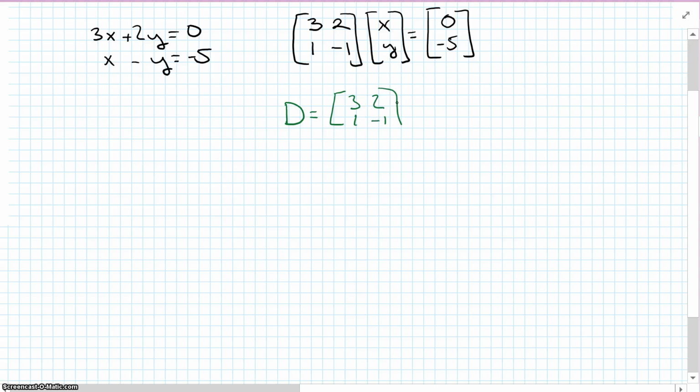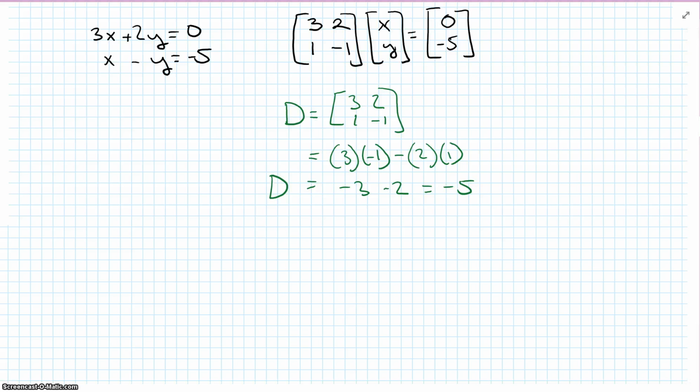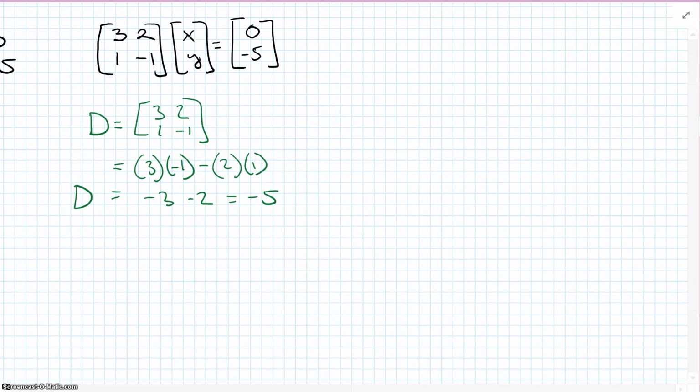So what is the determinant of the first matrix? That's going to be 3 times negative 1 minus 2 times 1. So that's going to be negative 3 minus 2, which would be negative 5. So our determinant d is negative 5. Now, here's where it gets kind of neat. The d sub x.